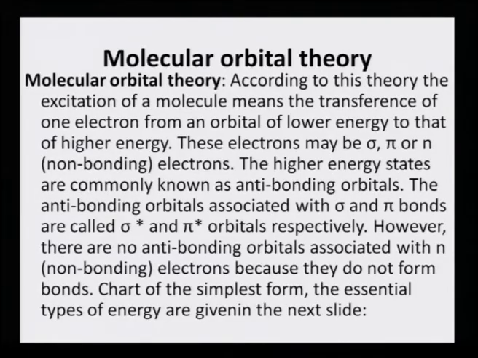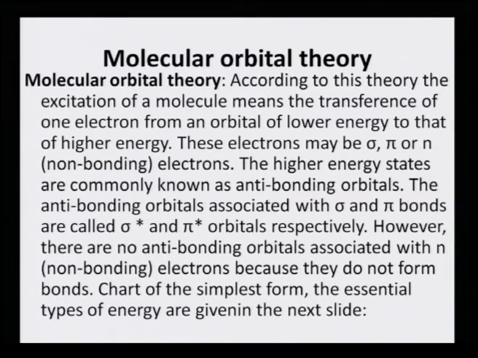Now, then came the most advanced theory, the molecular orbital theory. According to this theory, the excitation of a molecule means the transference of one electron from an orbital of lower energy to that of higher energy. These electrons may be sigma, pi or n, that is non-bonding electrons. The higher energy states are commonly known as anti-bonding orbitals. The anti-bonding orbitals associated with sigma and pi bonds are called sigma star and pi star orbitals respectively. However, there are no anti-bonding orbitals associated with n, the non-bonding electrons, because they do not form bonds.